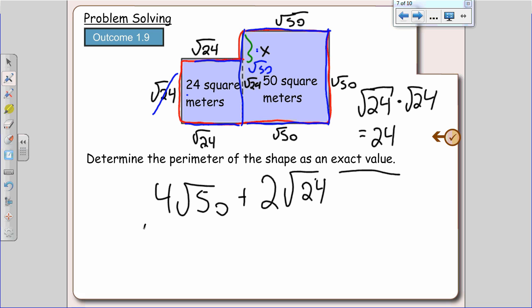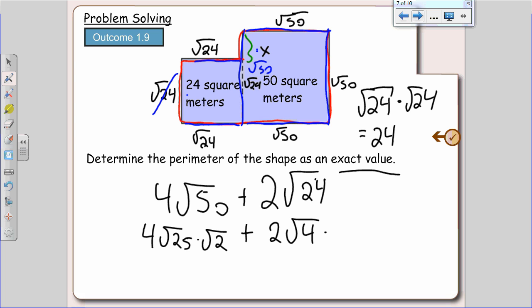Does 4 go into 24? Perfect. What else goes into 24? Anything else? 9? No. 16? No. So we're going to take 4 into that. 4 goes in 6 times, so it's going to change into 2 times the square root of 4 times the square root of 6. The square root of 25 is 5. So 5 times 4 is 20.